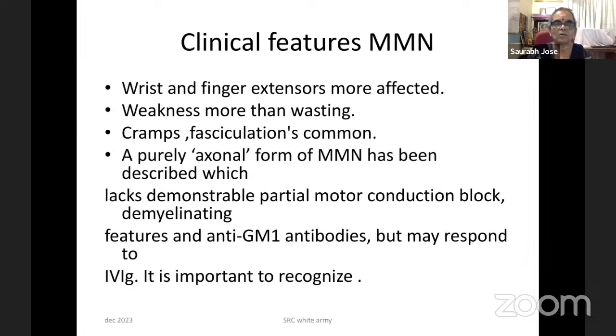Cramps and fasciculations are common. A purely axonal form of motor neuropathy has been described, which lacks demonstrable partial motor conduction block of the demyelinating type. So it is very easy to call it MND, where we are giving a death sentence to the patient, whereas this condition is treatable. With short duration, rapid progression, and electrophysiological abnormalities, even though the reflexes are retained, you will have to suspect it when the course is very short. GM1 antibodies are there, and they respond to intravenous immunoglobulin.